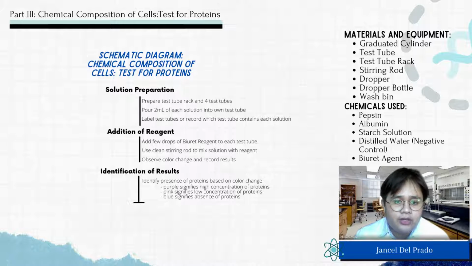Once preparation is complete, we then add a few drops of Biuret reagent, and with the use of a clean stirring rod for each test tube, we use it to mix the solution with the reagent. Color changes can now be observed, hence they shall be recorded. And once the experiment is done, we identify the concentration of proteins of the solutions based on our recorded results. Lastly, in an actual laboratory setting, we must remember to be careful when doing such experiments and be properly clothed, and to take it slow, because there are no reset buttons that can magically clean your workspace and keep you from harm.